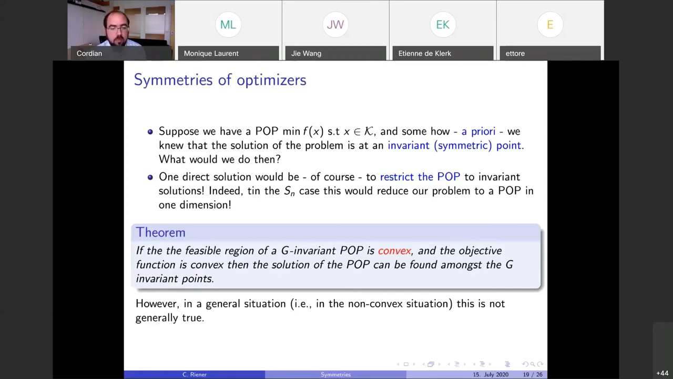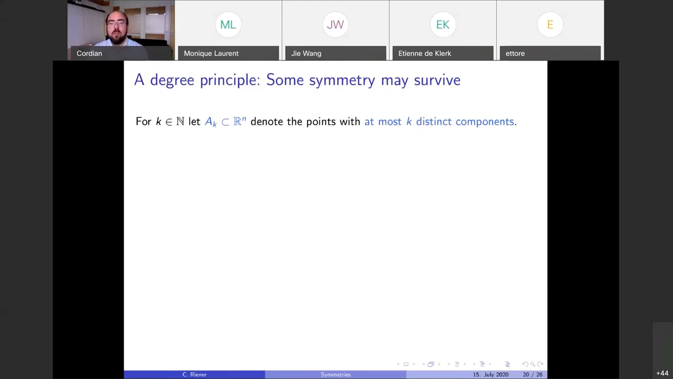However, in general, when I'm not in the convex situation, the problem is that this is not in general true. So I want to show you some nice result in this direction that some of you maybe have already seen. I can ask myself, well, maybe I don't have to look at the fully symmetric point, but maybe some of the symmetry of my original problem may survive, in the sense that it may be inherited by the optimal solution, even though my problem is not a priori convex.